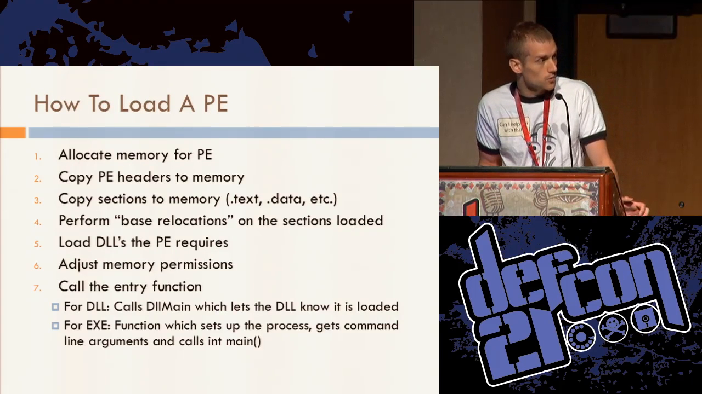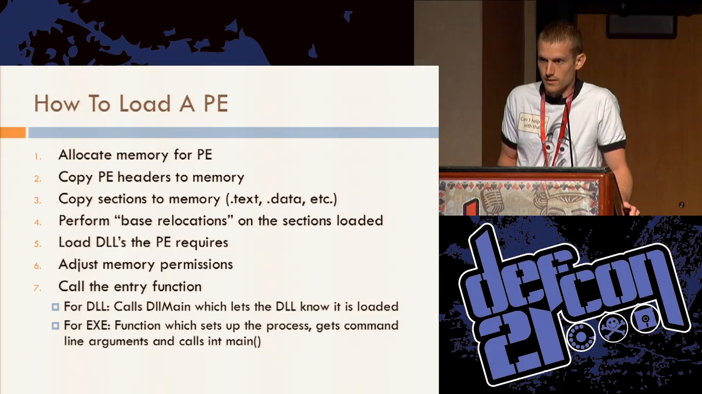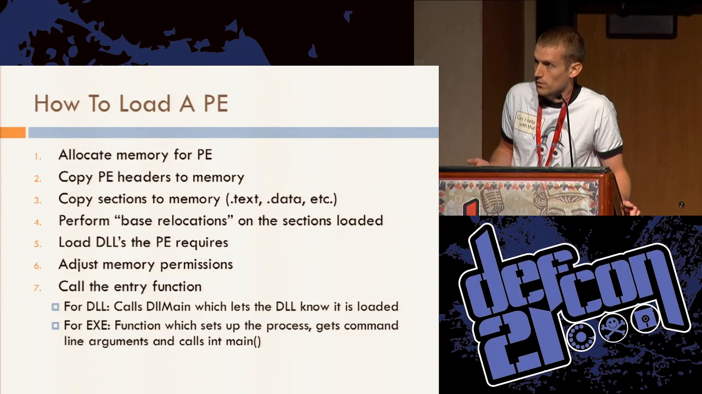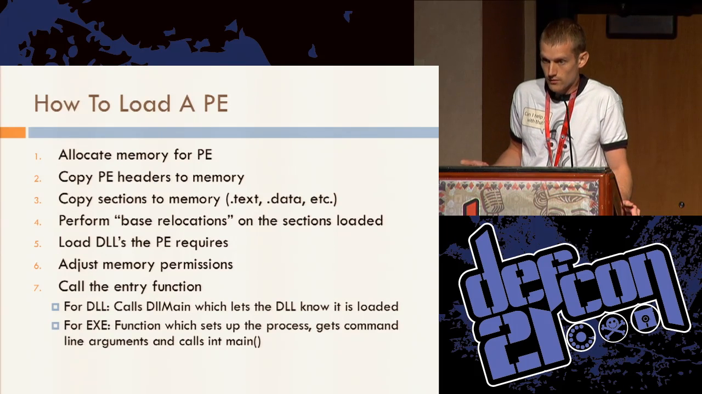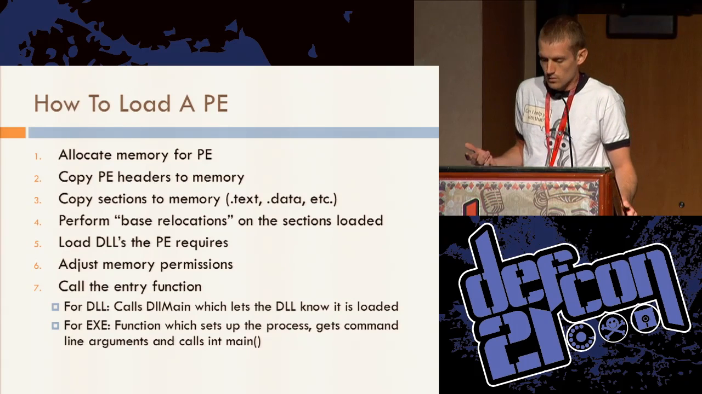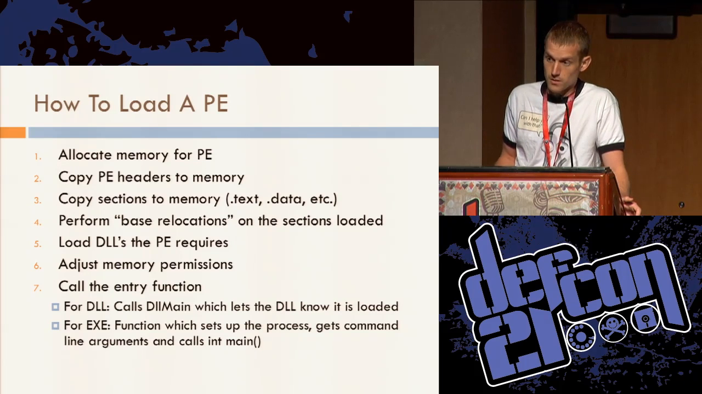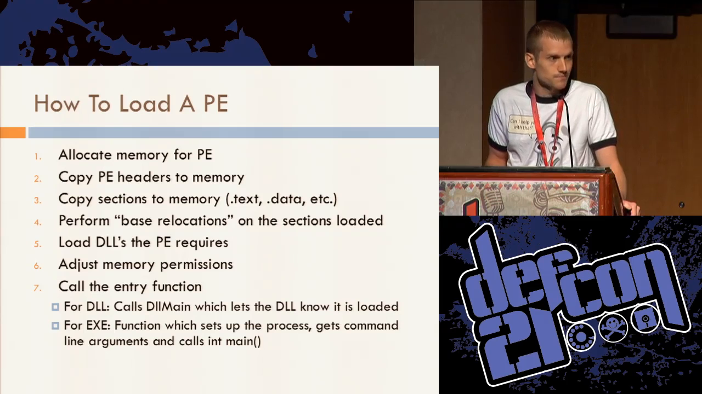For those of you who don't know how loading PEs works, this is all documented on MSDN. I'm not going to go super in detail, but I want to give you an idea of what Windows is doing when create process or load library is called. First, memory is going to be allocated inside a process for the PE. Next you're going to copy the PE into that memory. Then you're going to do what's called performing base relocations.